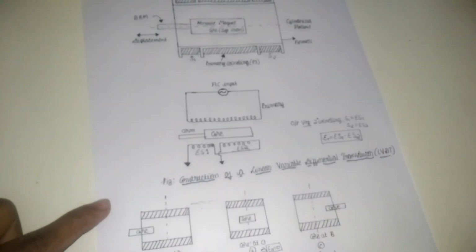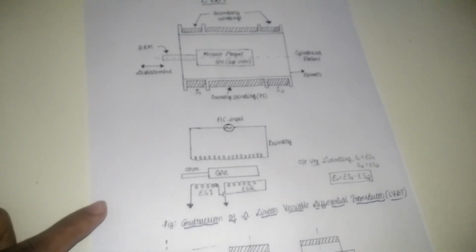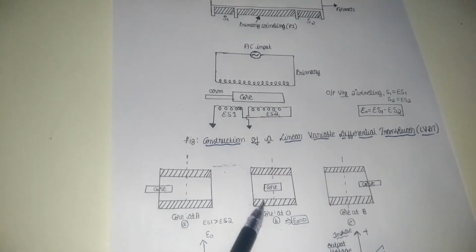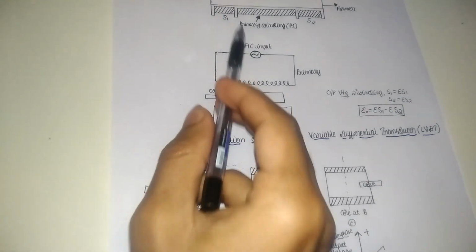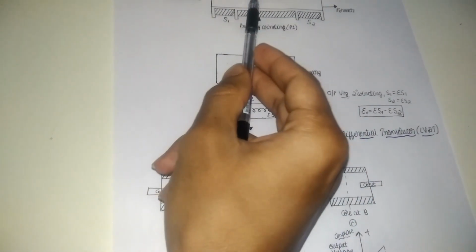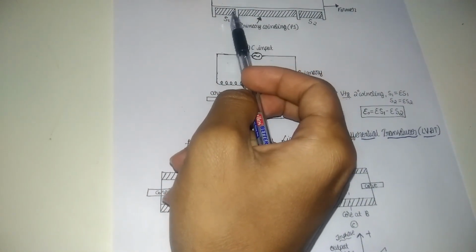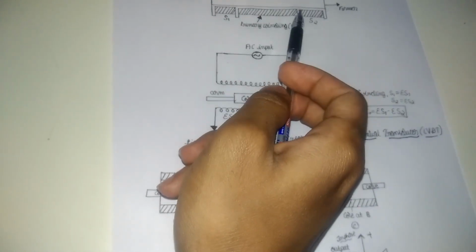Okay, let us see the working of the linear variable differential transformer. First, when the core is placed in its null position, equal voltages are induced in the two secondary windings.